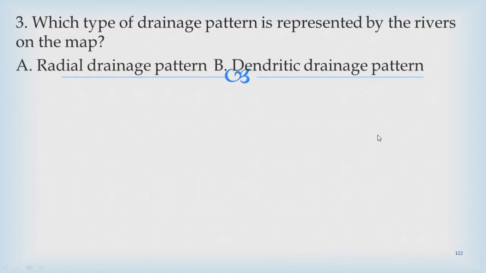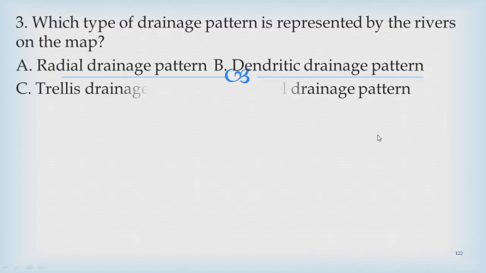Question number 3. Which type of drainage pattern is represented by the rivers on the map?